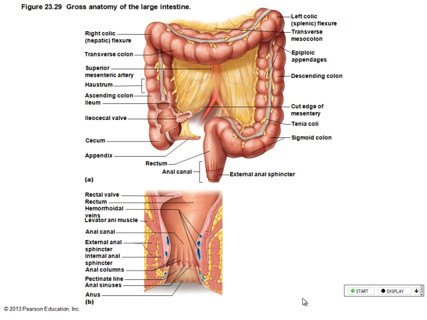Then we turn into the sigmoid colon, and then we enter the rectum, and finally, the end of the line, the anal canal. So as we move through the large intestine, we are still, believe it or not, going to be able to get some benefit from the nutrients that enter there. Not tons, but not unimportant.